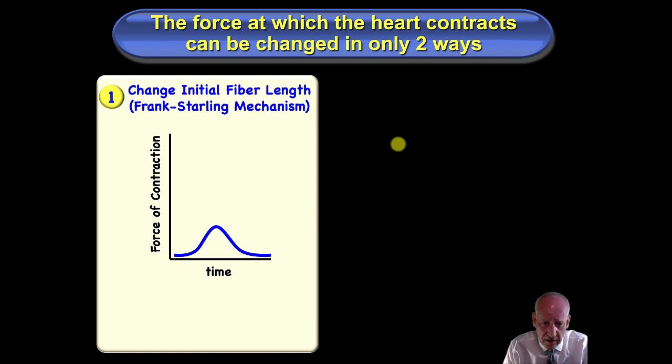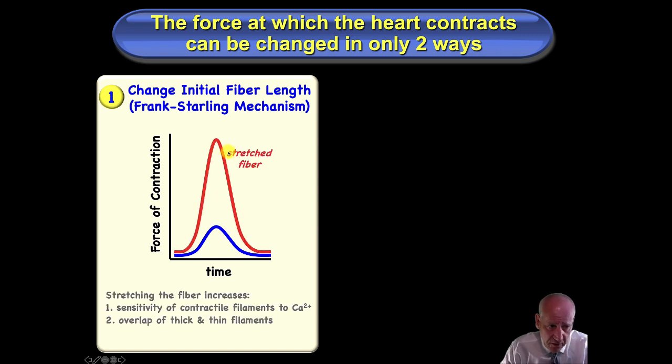There are only two ways that cardiac muscle can increase its contractile force. We've already seen one. That is to change the initial fiber length. When heart muscle fibers are stretched, they tend to contract with greater force. And this is called the Frank-Starling mechanism. We'll talk about that in greater detail.